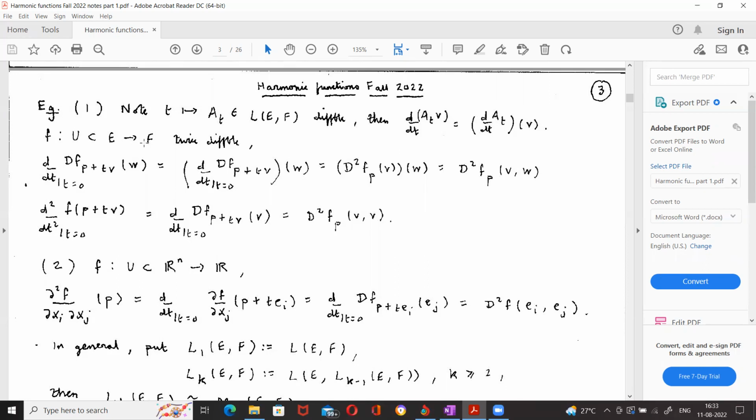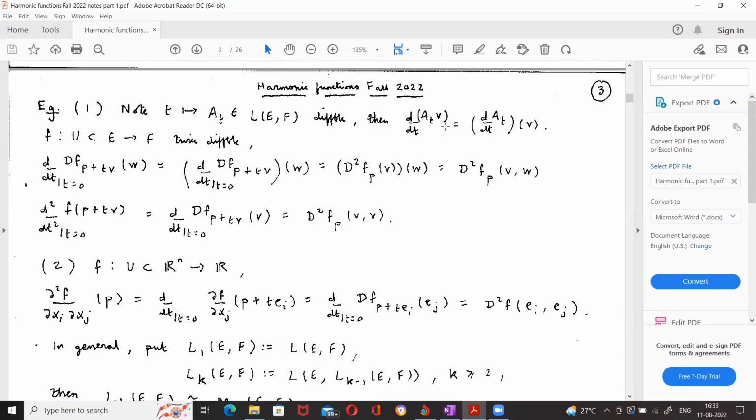Let's take two vectors V and W, and look at the following. I look at DF at the point P plus TV, and I apply it to W. This gives me a curve inside this vector space capital F. Then I want to differentiate this at time t equal to 0, so I take d/dt at t equal to 0 of this.